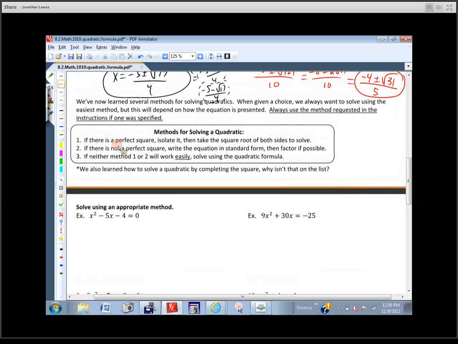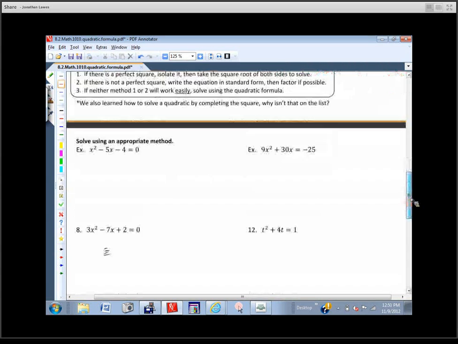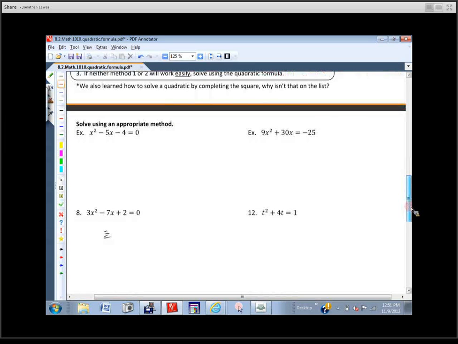But again, the key there is see if one works. If it's already got a perfect square, take the square root. You're almost to the answer. If not, see if you can factor it. And if it doesn't factor easily or solve by taking the square root easily, then we'd probably want to do it by completing the square. Okay? So let's take a look at the next slide.